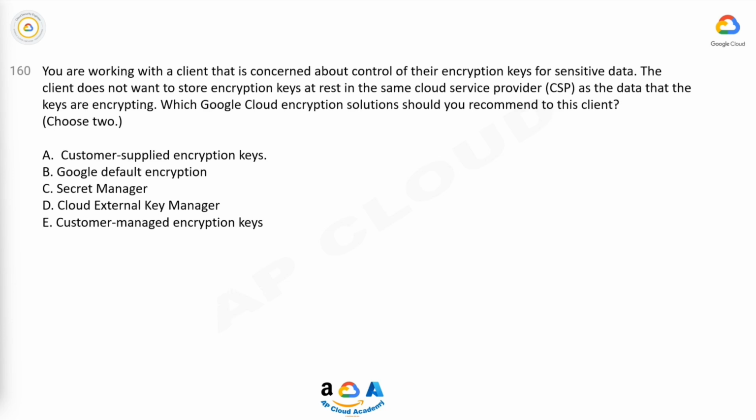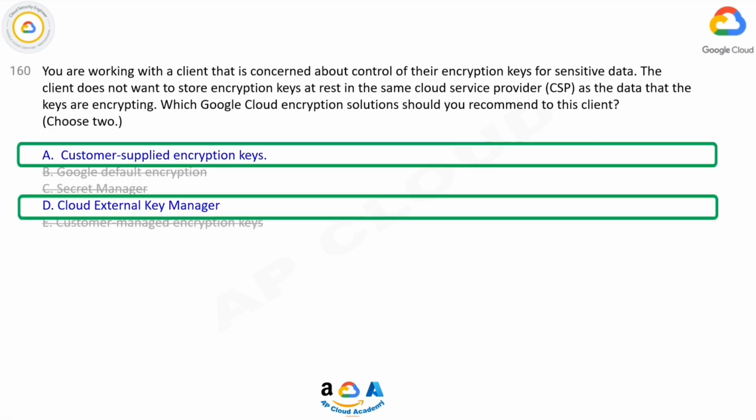Choose 2. A. Customer-supplied encryption keys. B. Google Default Encryption. C. Secret Manager. D. Cloud External Key Manager. E. Customer Managed Encryption Keys. The correct answer is A and D. A. Customer-supplied encryption keys. D. Cloud External Key Manager.